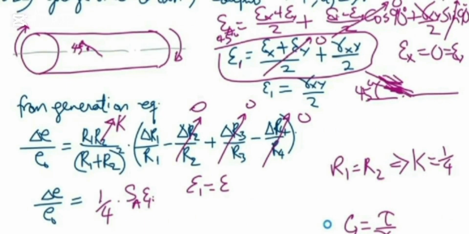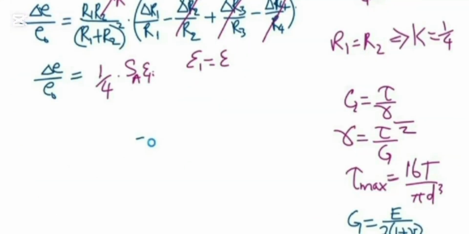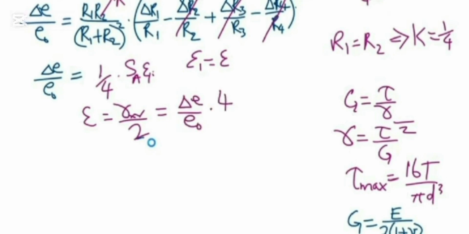The shear strain divided by 2. So invariably, we end up with E1 equal to the shear strain divided by 2. So we can make E the subject of the formula here. E is equal to the shear strain divided by 2, which gives change in output voltage over input voltage multiplied by 4, all over circuit sensitivity.